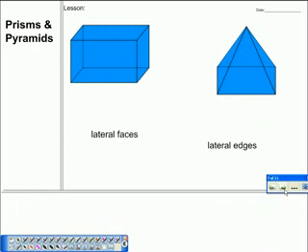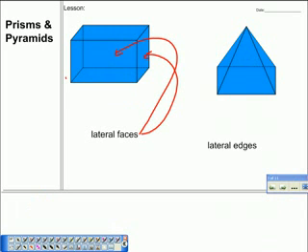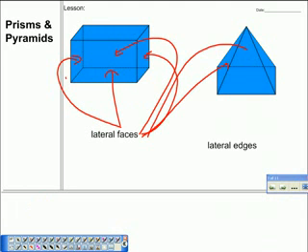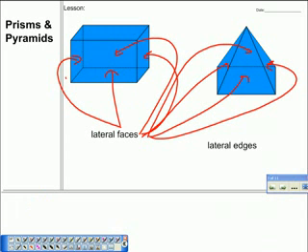All right, prisms and pyramids, we talked a lot about their bases, but they also have lateral faces and lateral edges. Those are the other shapes. In this rectangular prism right here, the lateral faces are all the ones on the sides, whether it's the front or the back or the side here. Here, it's all my triangles in the pyramid. Those are all my lateral faces.